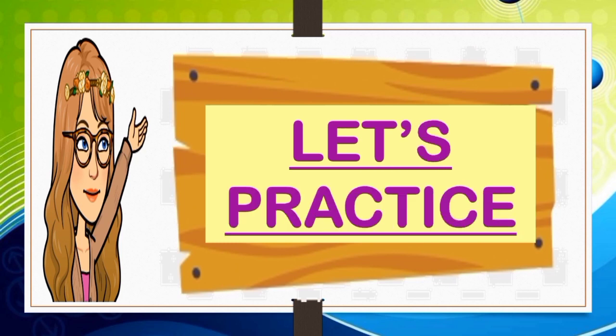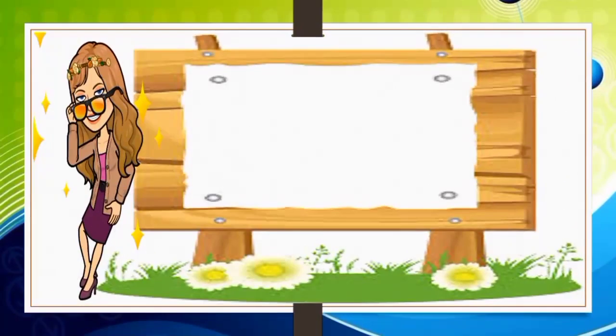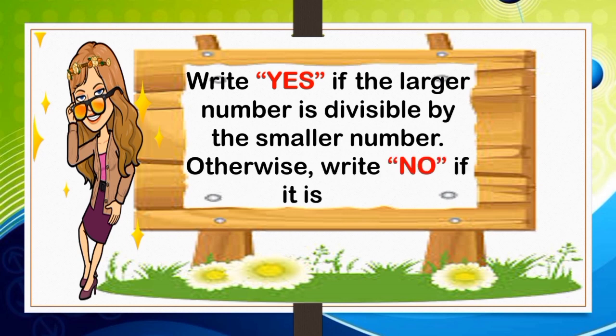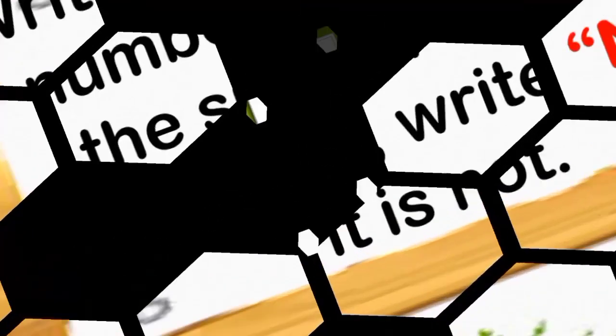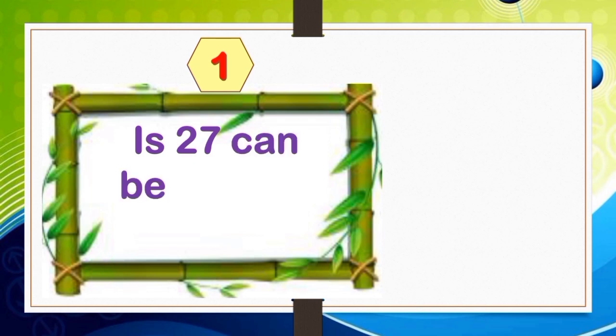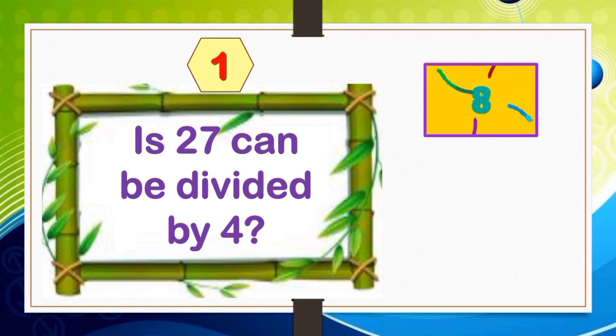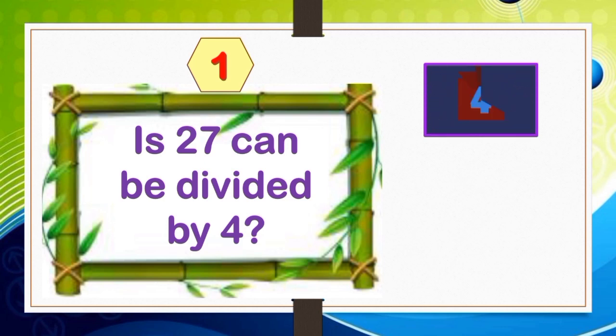Children, are you ready to put into practice what you have learned earlier? All right, let's go! Direction. Write yes if the larger number is divisible by the smaller number. Otherwise, write no if it is not. Number 1. Can 27 be divided by 4? Your 10 seconds starts now. Time is up, and the correct answer is no.